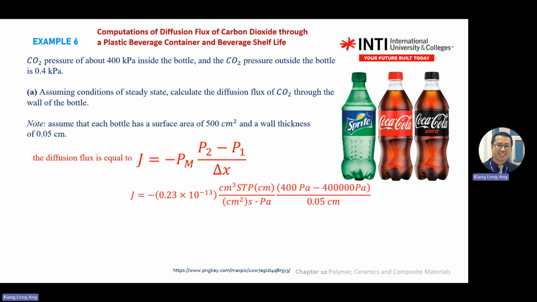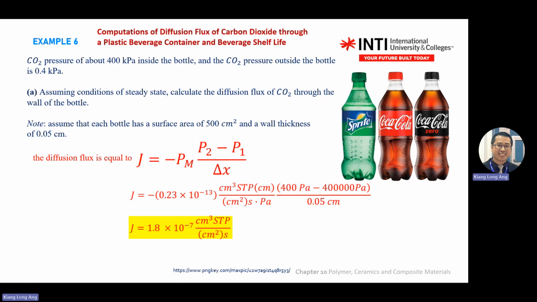Then X is the thickness of the material, the wall that they need to penetrate. So you calculate and you will find one answer. The unit is cm cube STP divided by cm square second. STP is standard pressure. This one is volume, and this one is area per second.